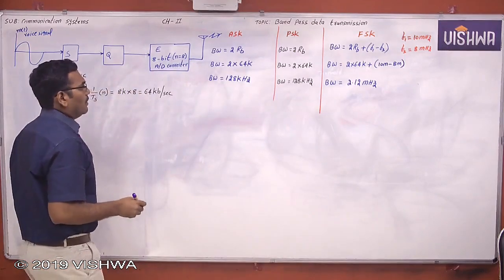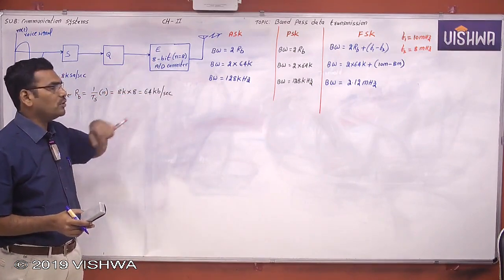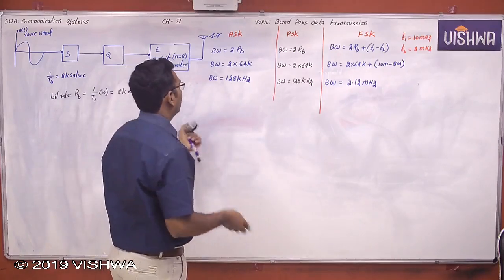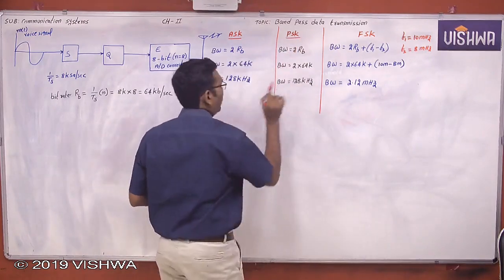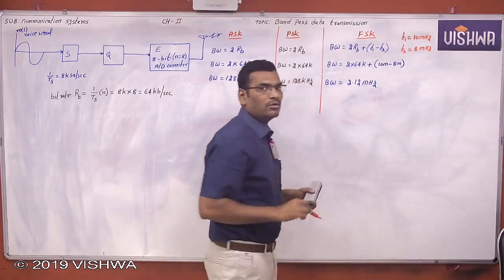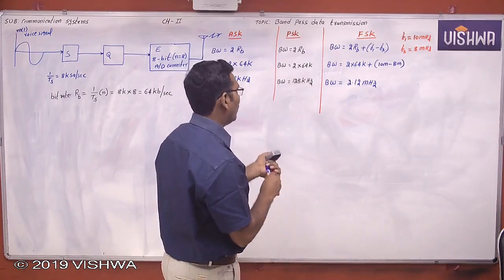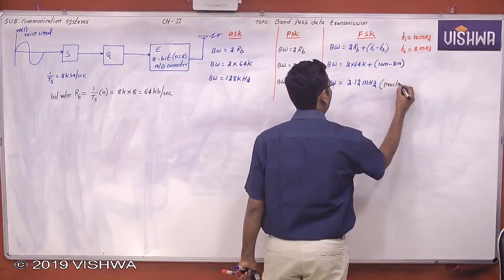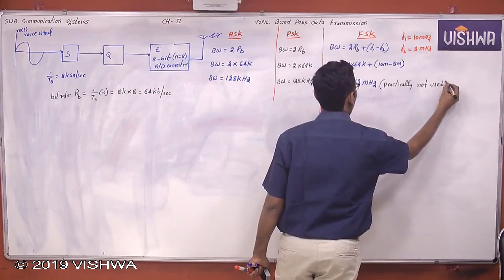So this is a practical application, you can easily understand. See here, this is the same: sampling, quantization, encoding, and after modulation you can cross check. So ASK requires how much bandwidth? 128 kilohertz. PSK requires how much bandwidth? 128 kilohertz. FSK requires how much bandwidth? 2.12 megahertz. Very high bandwidth, huge bandwidth. That's why, because of the huge bandwidth, it is practically not used.